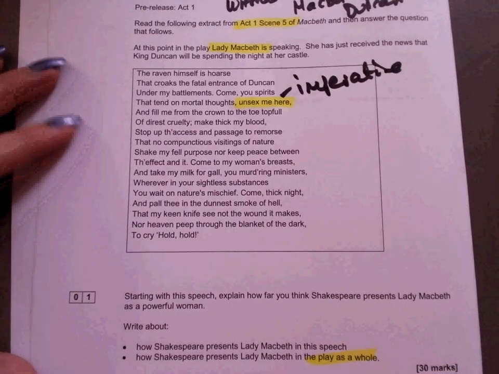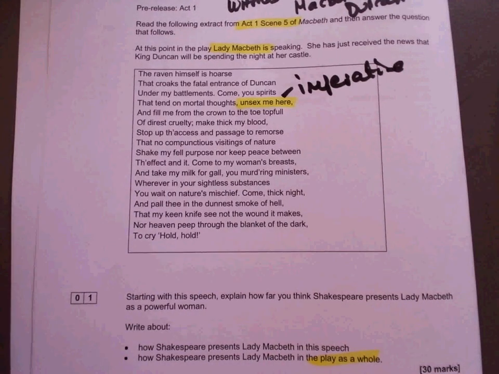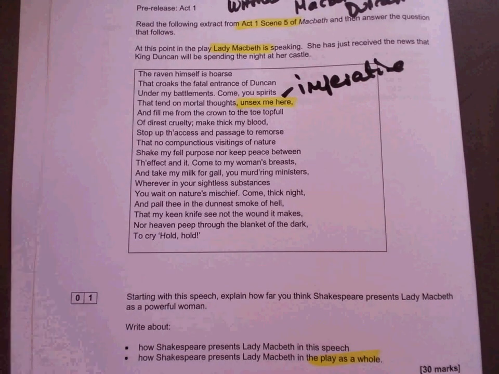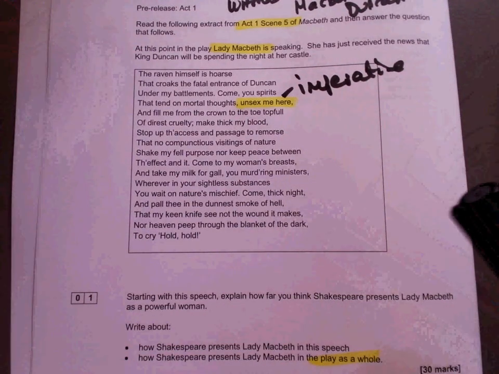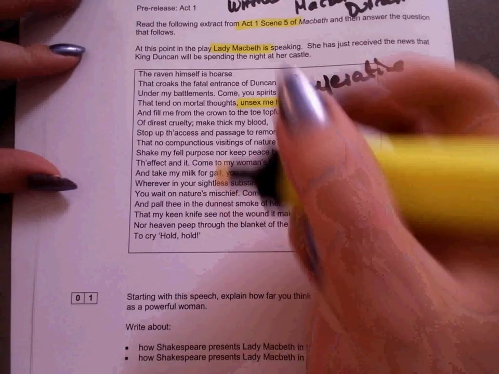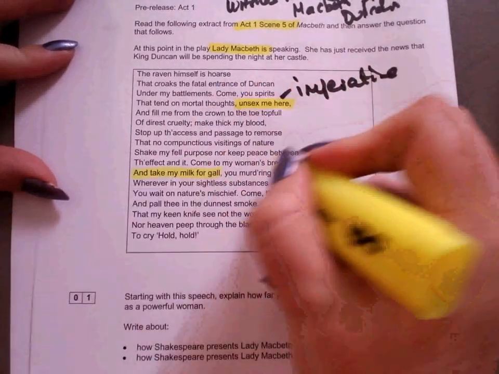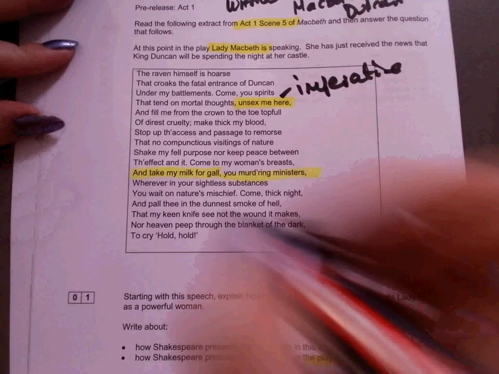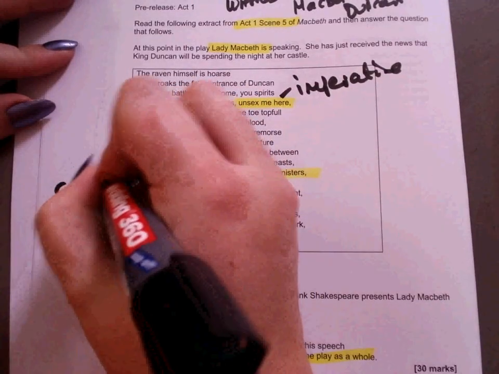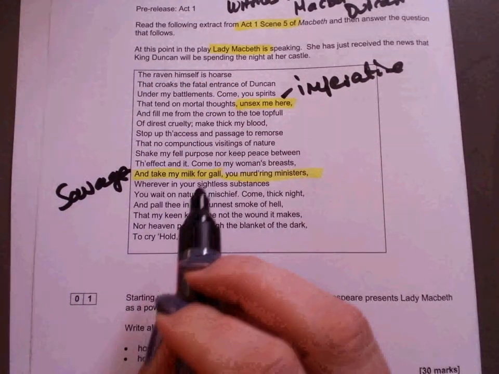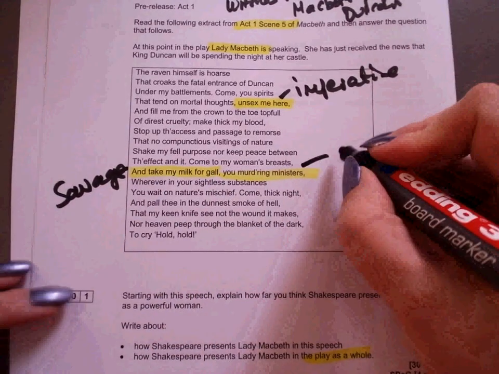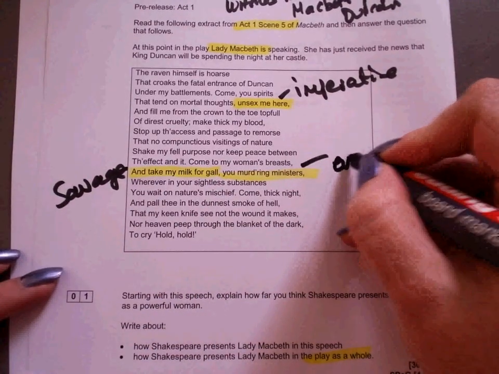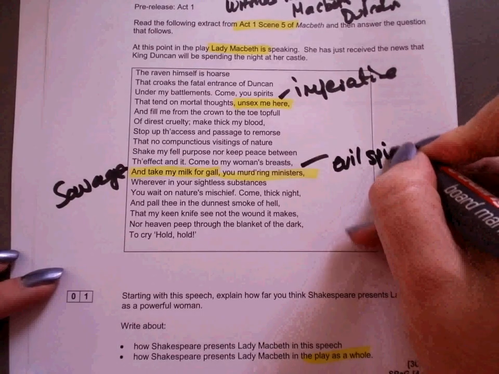So we know that she wants to cast off her femininity and become more masculine and all the kind of stereotypical things that are associated with that time. So we would look at thinking about, "Take my milk for gall, you murdering ministers." So we've got this very savage language where she wants to replace her breast milk with gall, which is poison. And when she talks about murdering ministers, she's talking about evil spirits.